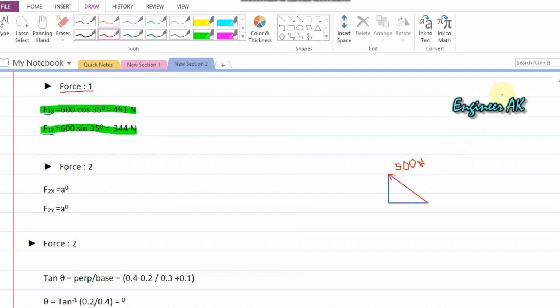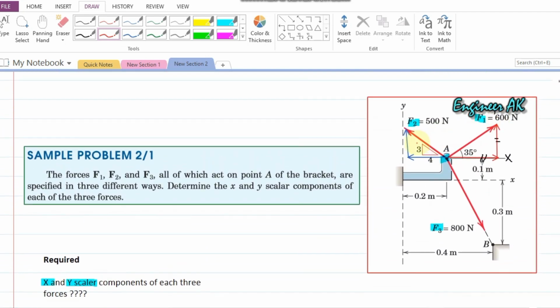This was 500 Newton, and you can see that one more thing I want to mention is that this is the positive x-axis, right? And this is our negative x-axis. So if you find this component, it will be negative because it is in the negative x-axis direction. This will be positive because it is in the positive y-axis, right? So we will put here a minus sign because it is moving toward the left side, toward the negative x-axis.